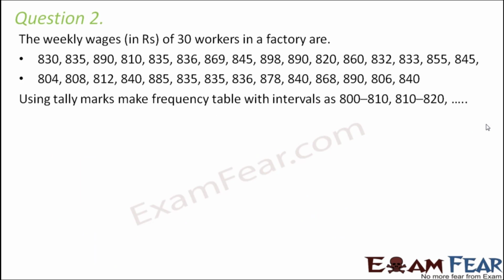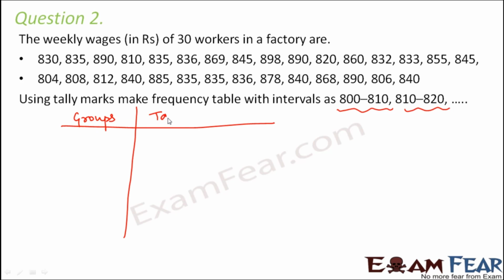Question number 2. The weekly wages of 30 workers in a factory are given below. Using tally marks, make the frequency table with intervals as 800 to 810, 810 to 820, and so on. Now, whenever we want to make a grouped frequency distribution table, the first thing that we have to decide is the class intervals. Now, 2 class intervals are being given. So basically, the first column would be groups, the second column would be tally marks, and the third column would be frequency.